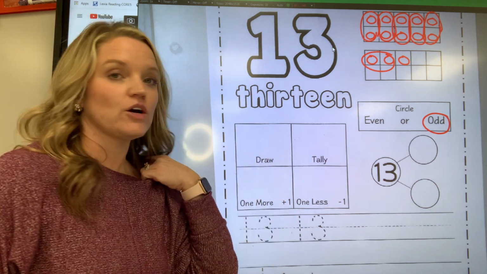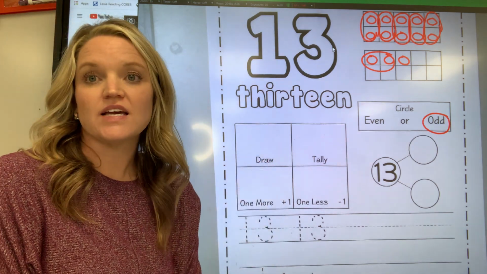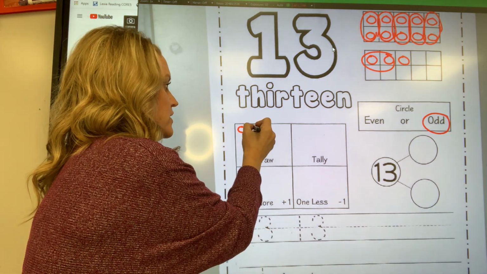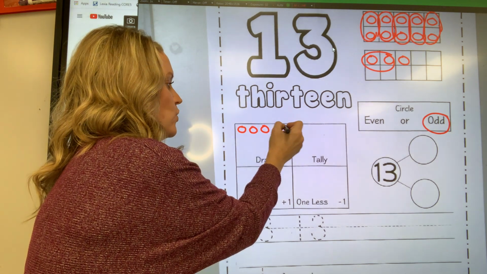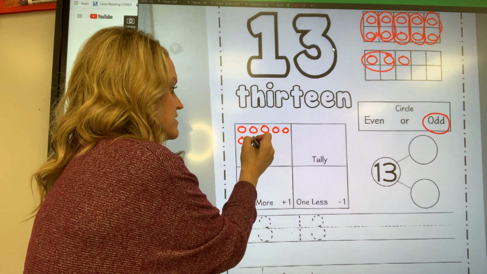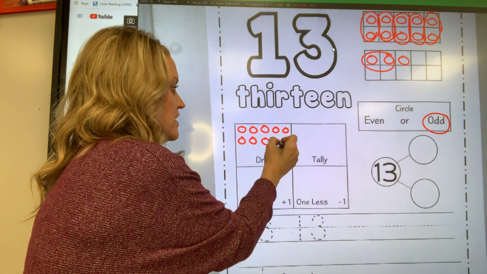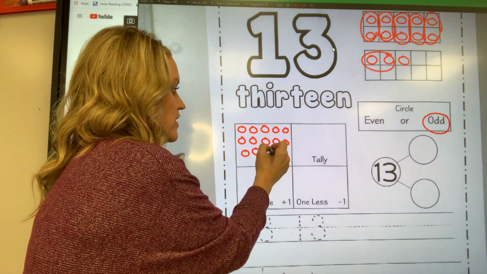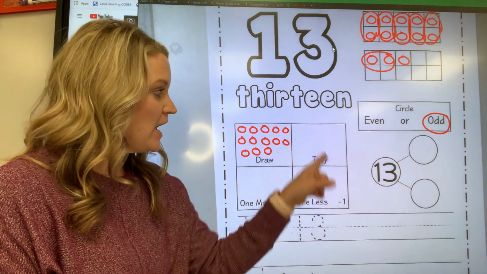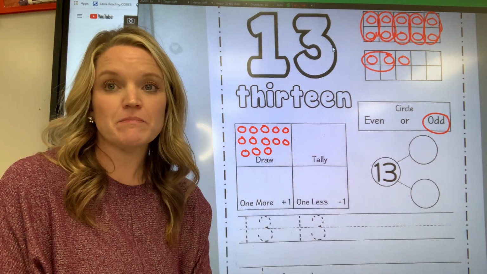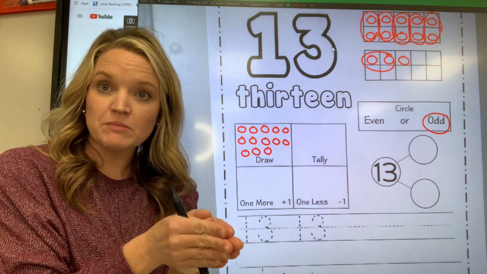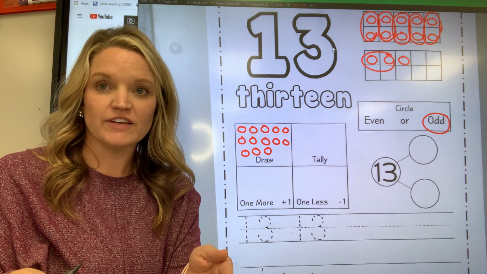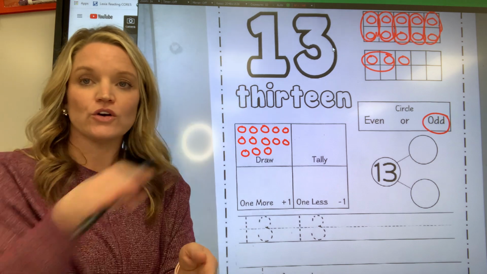Next, we are gonna go to our four square here. The first box says draw, so we're gonna draw 13 circles. 1, 2, 3, 4, 5, 6, 7, 8, 9, 10, 11, 12, 13. Great job. Next, we're tallying. Now remember, on every fifth tally mark, we cross. So if you get to 1, 2, 3, 4, cross for 5. 6, 7, 8, 9, cross for 10.